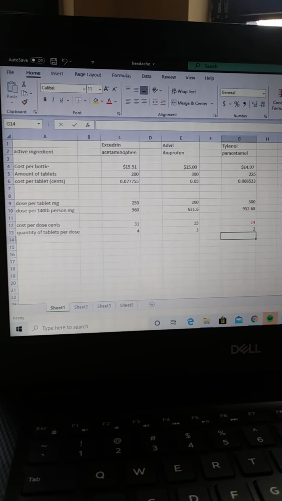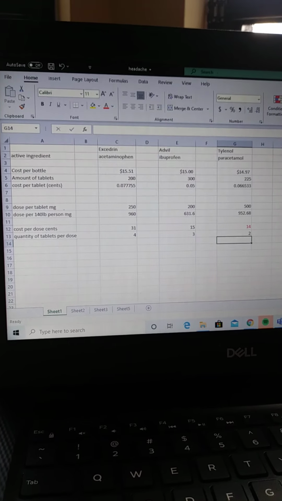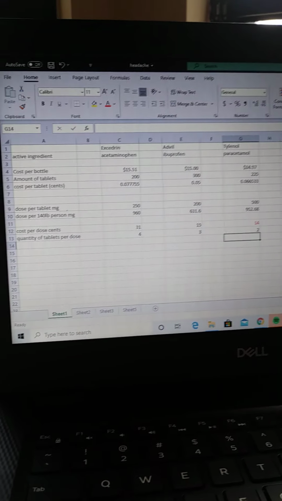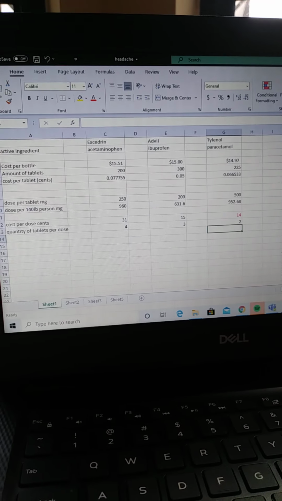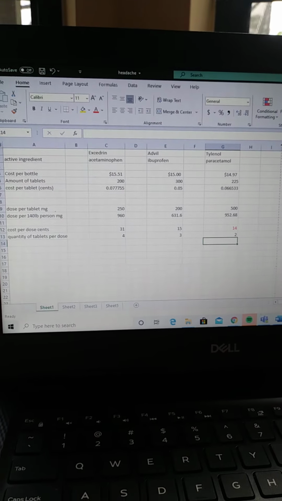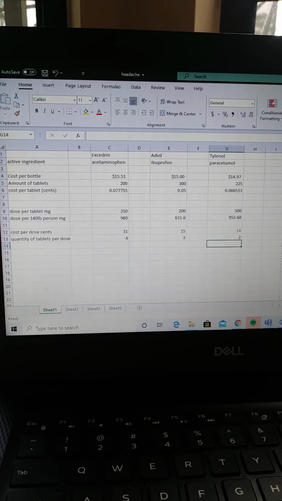I'm supposed to go to the store and shop between Excedrin, Advil, and Tylenol. Being that I'm a college student, I'm looking for the least expensive alternative to cure my headache.